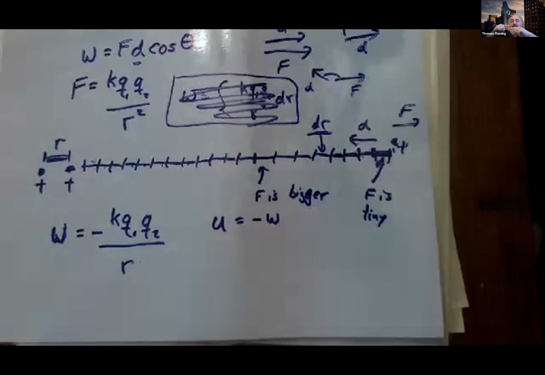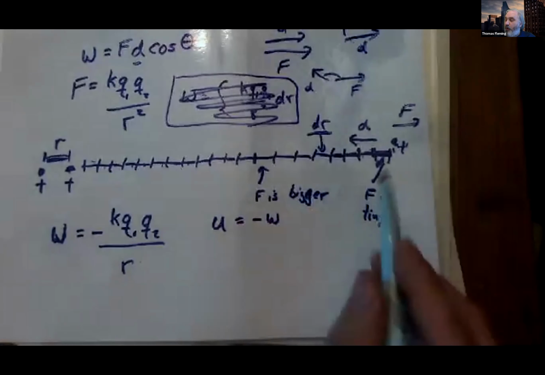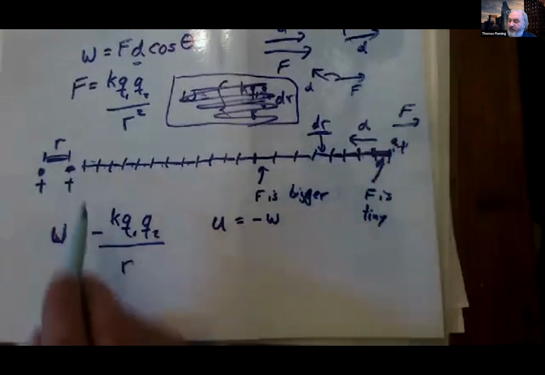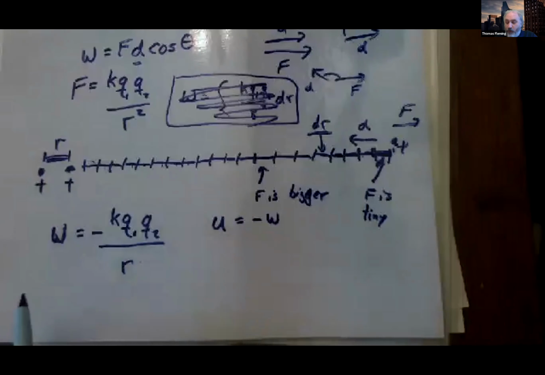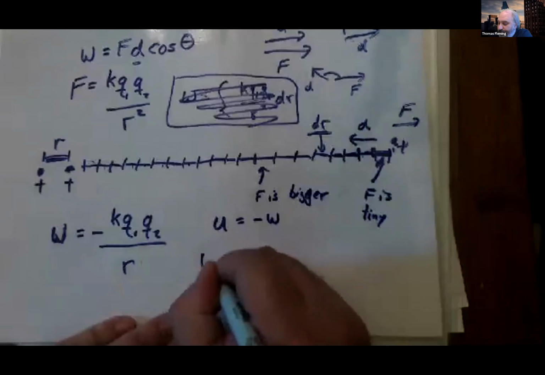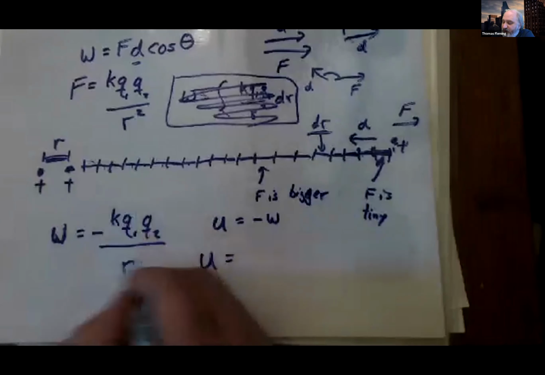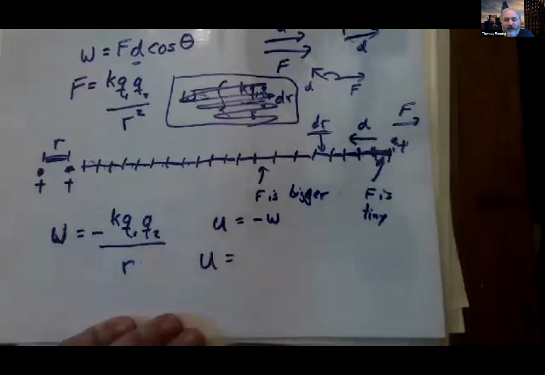So when I lift something from the ground up, the work done by gravity was negative mgh, and therefore the potential energy up here was positive mgh. For the Coulomb force law, the work going from here to here was this. Therefore, the potential energy formula for the Coulomb force law is this, where I swap that minus sign out.